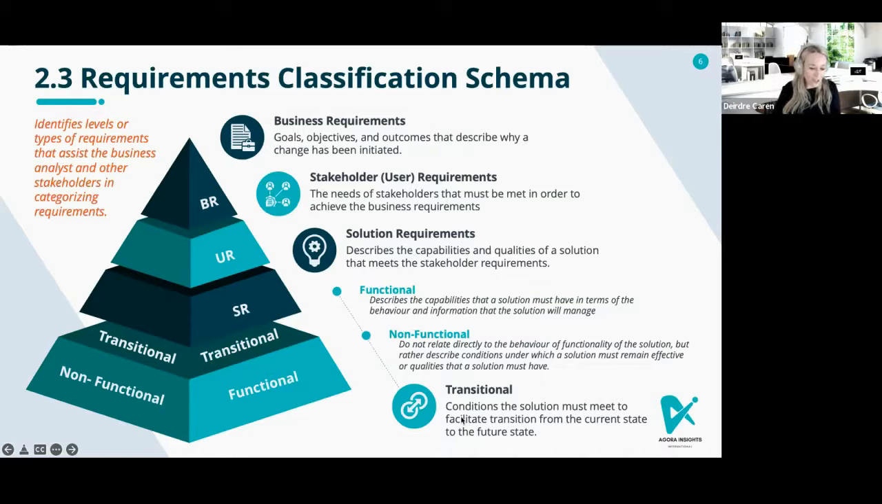And then transitional requirements. And, if you're building a house, there's a whole moving process. So you've got to go from the house that you're in, you've got to plan for the move, you've got to decide when you're going to do the gardening, how that's going to work. And these are called transitional requirements, because we don't want to forget that we've still got to get into the house, and there's a whole process involved around that. So transitional requirements are conditions that the solution must meet to facilitate the transition from current to future state.